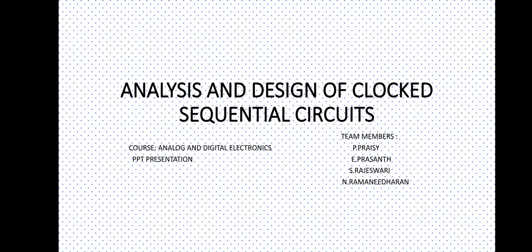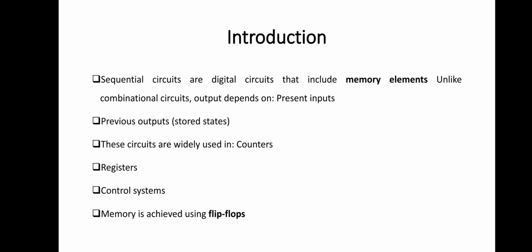We'll explain this topic. Let's understand what sequential circuits are. Sequential circuits are digital circuits that store information, meaning they have memory. Unlike combinational circuits, their output depends not only on the present input but also on previous outputs, which are called states. These circuits are widely used in applications like counters, registers, and control systems. The memory in these circuits is mainly achieved using flip-flops.